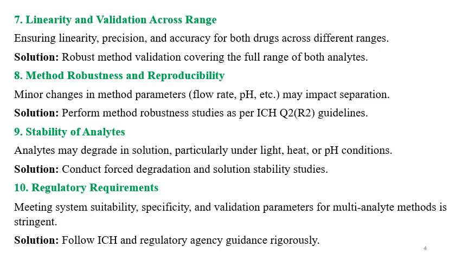Eighth is method robustness and reproducibility. So minor changes in the method performance parameters like flow rate, pH may impact the separation. Solution is perform method robustness studies as per ICH Q2R2 guidelines. We need to understand the analyte, we need to understand the method parameters, we need to understand the effect of analyte onto the method parameter. Then only we can find the solution.